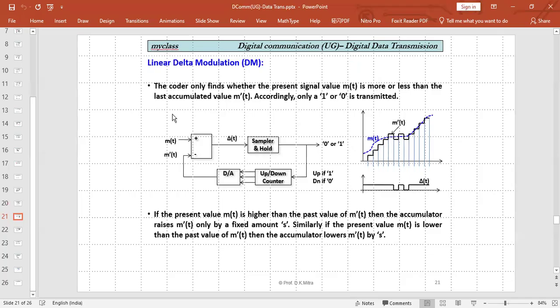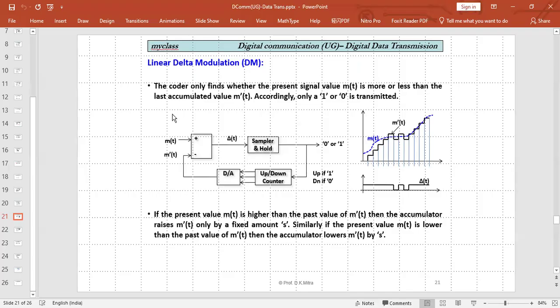Although it is linear delta modulation, normally when we abbreviate, we say DM. We do not normally call it LDM, we call it DM, delta modulation. And when somebody says delta modulation, you should take it as linear delta modulation. There is another kind of delta modulation, adaptive delta modulation. In that case, the adaptive word is always used. If the adaptive word is not there, you should take it as linear delta modulation.